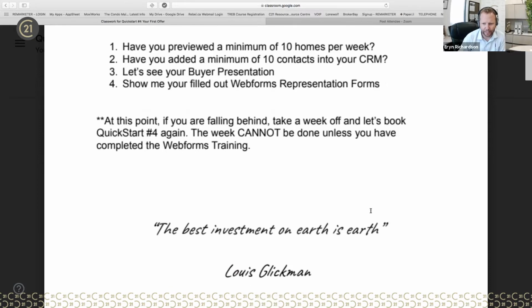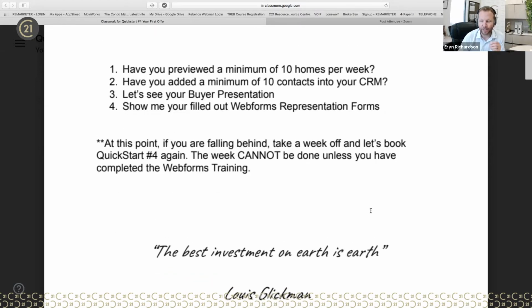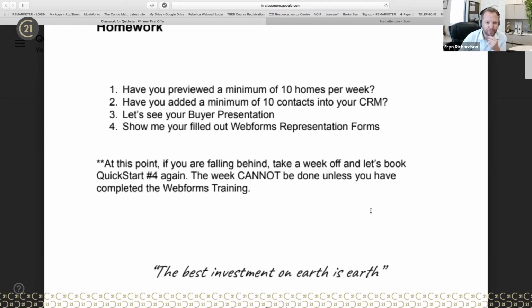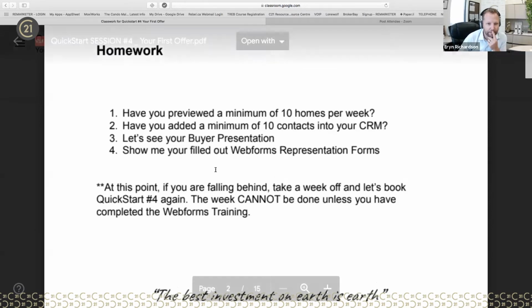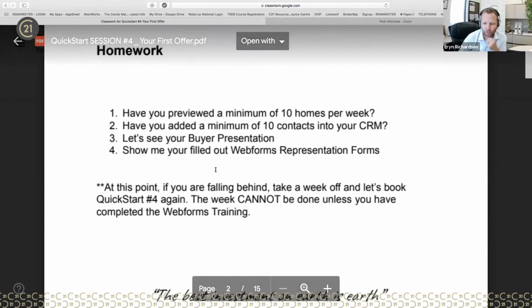One of the quotes is following through, but today's quote is, the best investment on earth is earth. And purchasing a property, obviously that makes sense. The homework assignments: have you previewed a minimum of 10 homes per week?